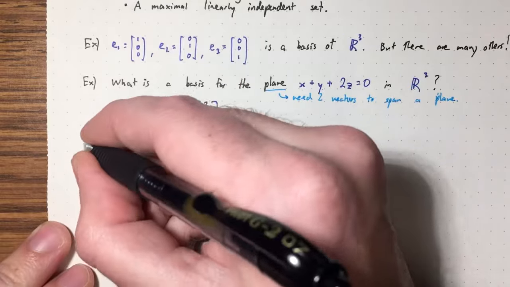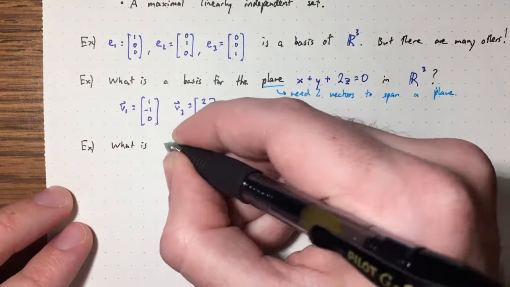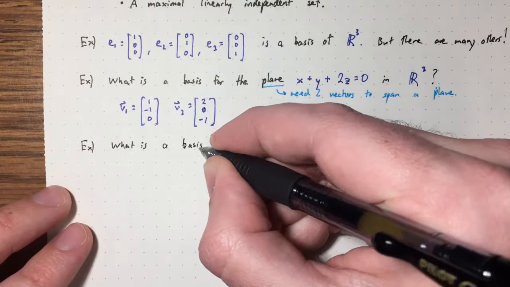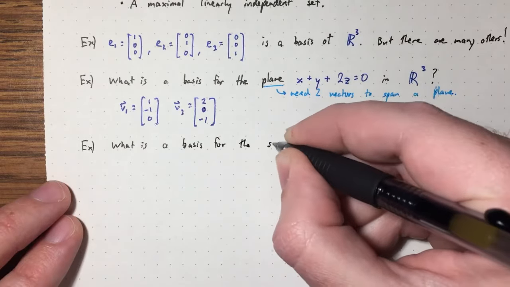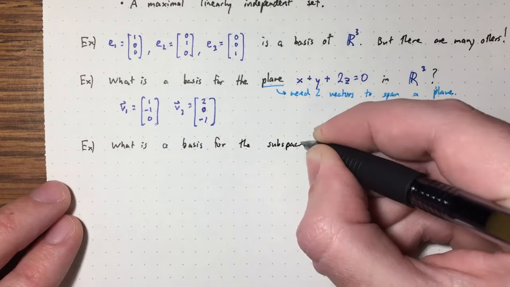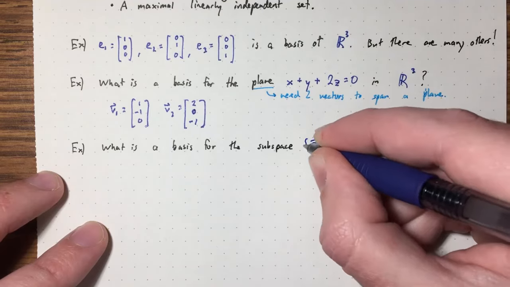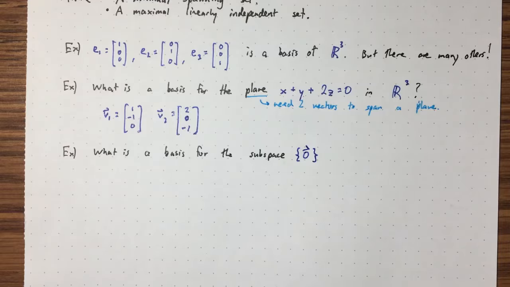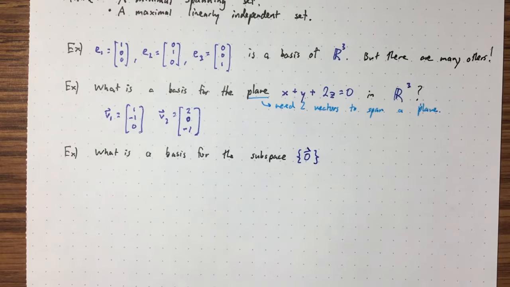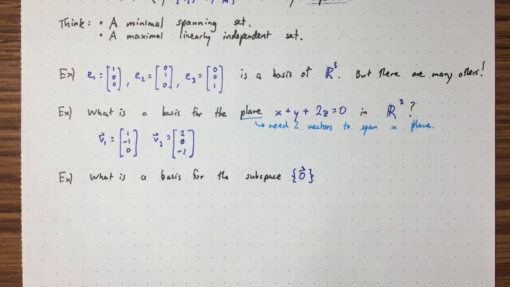Well, should we do a weird example? So how about, and people actually disagree on this one. This is a bit of a controversial example. What is a basis for the subspace only consisting of the 0 vector? So it's a subspace of one vector. Notice we have to have at least one vector in a subspace, right? Because one of the first requirements for a subspace is it must contain a 0 vector. But what is a basis of the subspace only containing the 0 vector and nothing else? So that is a subspace.